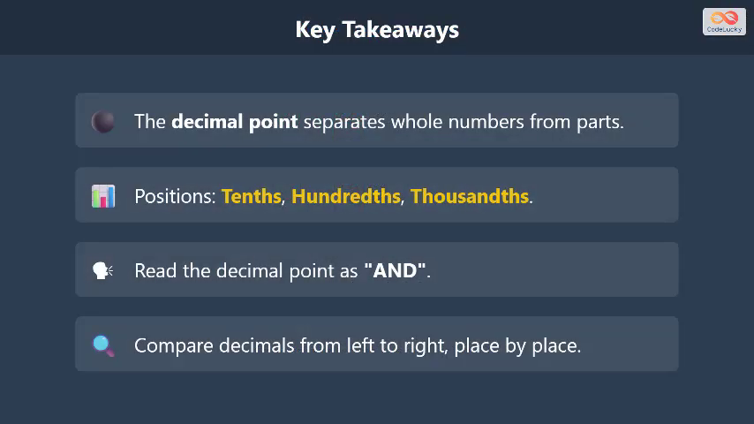Let's recap what we learned. The decimal point separates whole numbers from parts. The positions to the right are tenths, hundredths, and thousandths. Remember to read the decimal point as and always compare decimals from left to right. With these rules, you are ready to work with decimals confidently.